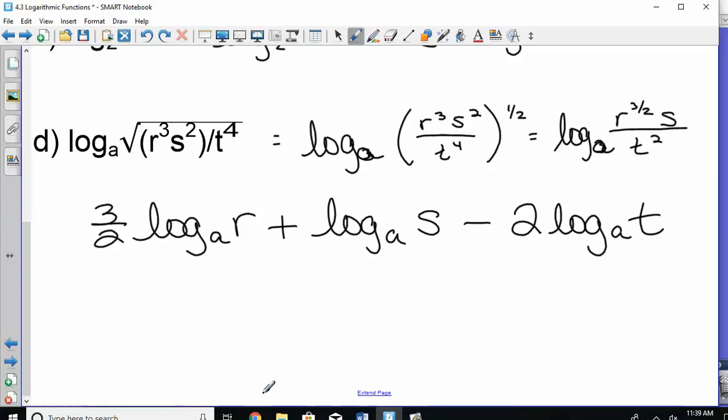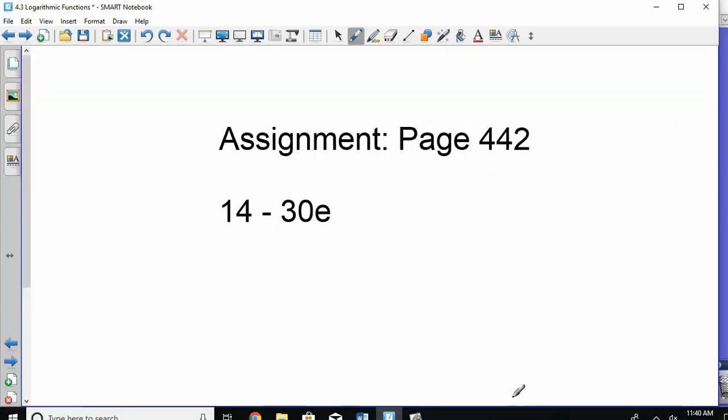Just a side note, if I'd also had like an a on the bottom, even though the a and the t are being multiplied, it is still on the bottom of the fraction, so you would have to subtract off the log base A of A. So anything on the bottom gets a negative in front of it. All right, any questions? Okay, then that's our stopping point for today, and you've got about 20 minutes to work on your homework.